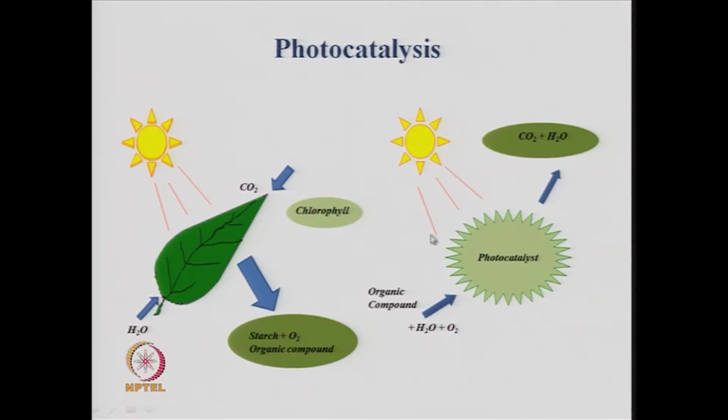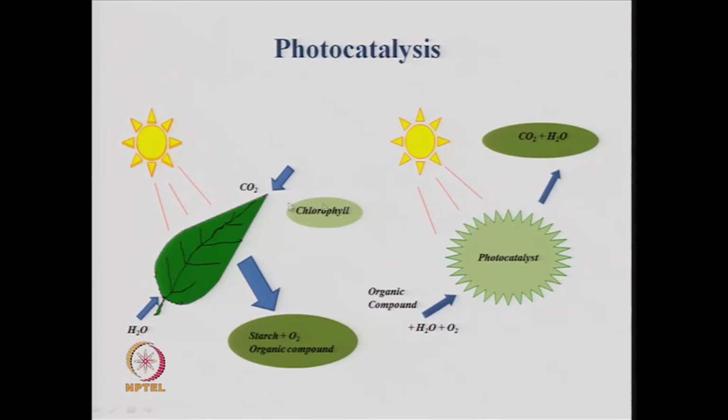The other thing is what a lab made photocatalyst does. This is a natural process. A photocatalyst can take solar radiation, and if you have an organic compound, it can change the organic compound into carbon dioxide and water. So, in the presence of an organic compound, say a carbohydrate or a hydrocarbon, in the presence of water and oxygen, a photocatalyst can change it to carbon dioxide and water.